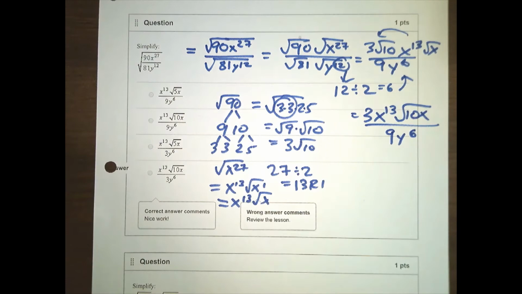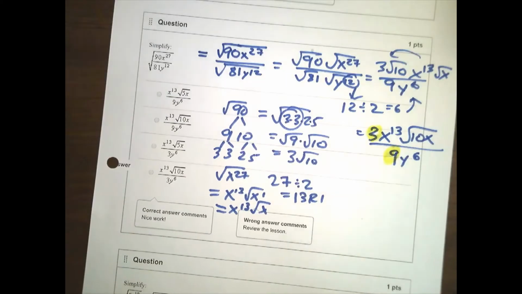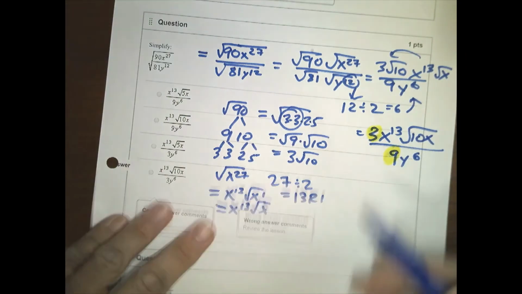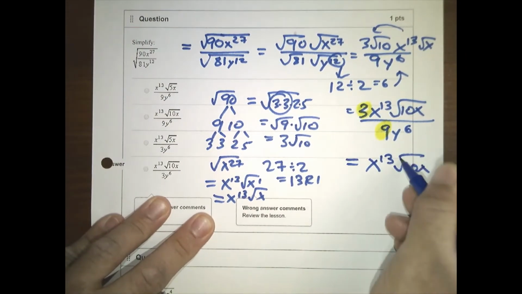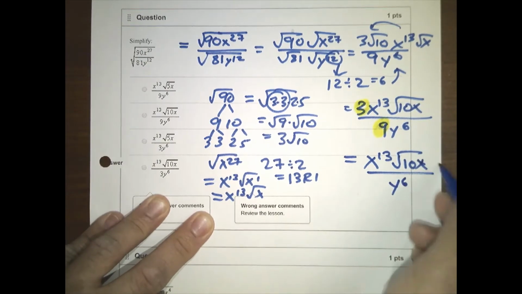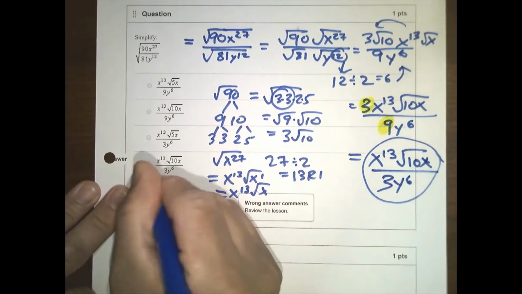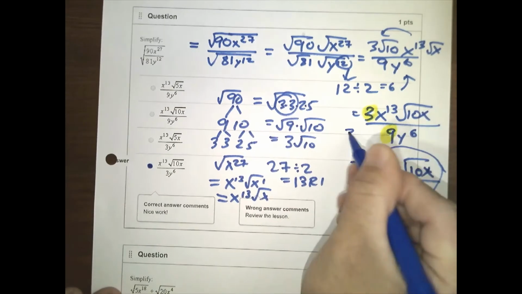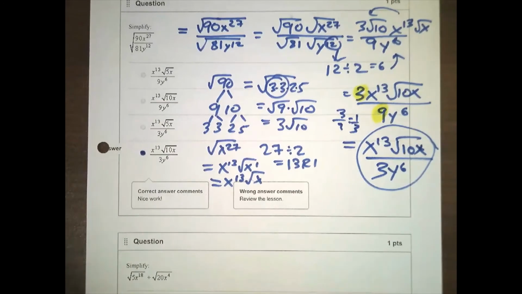And then I can go ahead and reduce the 3 over 9 to be 1/3, so it is just x to the 13th square root of 10x all over y to the 6th as my final answer. And here we go, 3y to the 6th is my final answer, because I said 3 over 9 was equal to 1/3, right? So I hope that you enjoyed this example here, and now it is time for another one.